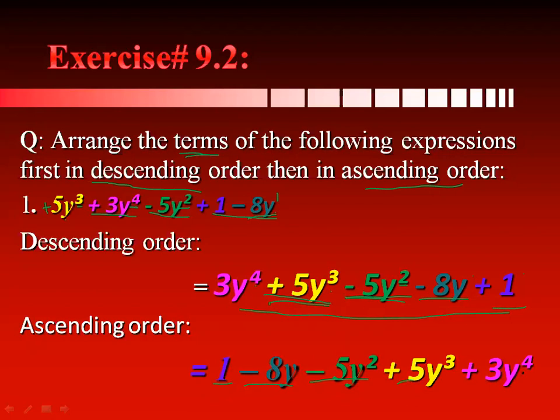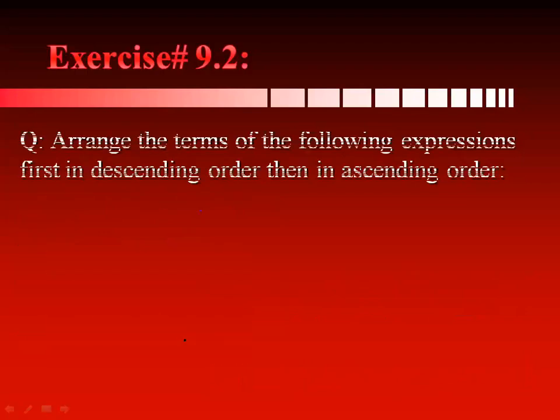So what you have learned here is that you have to arrange any expression with respect to the powers of the same variable. Here the power is 0, here the power is 1, 2, 3 and 4. So this is the way to arrange any expression in ascending and descending order. I'm going to give you another example here. Again, you have to arrange the terms in descending and ascending order.